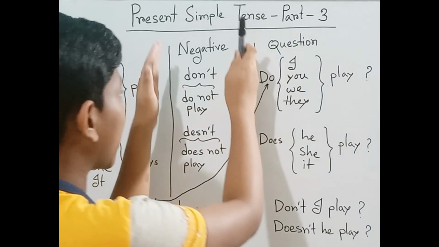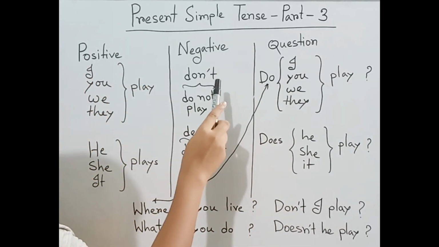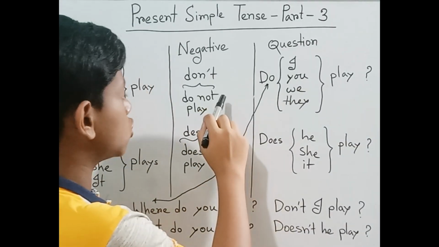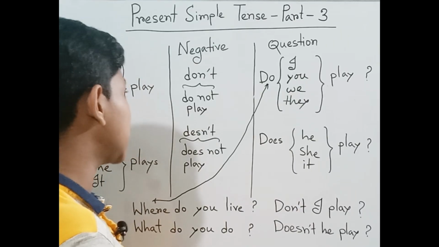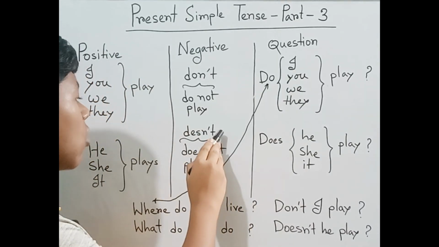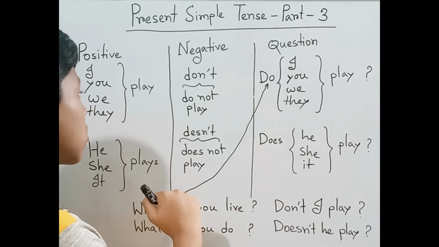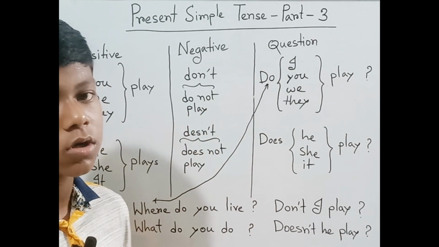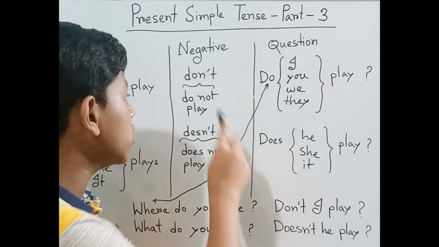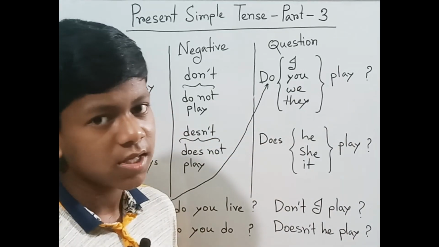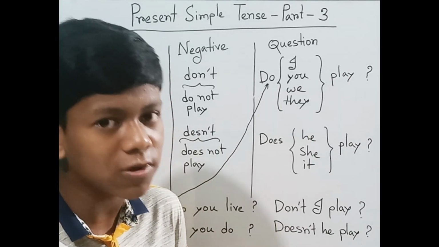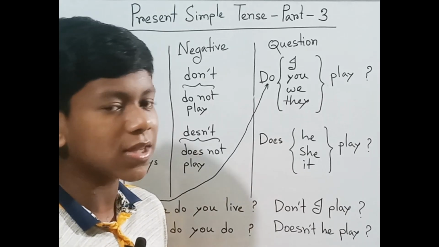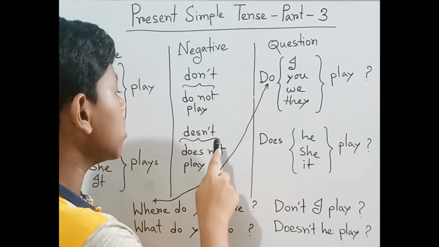Now we will look at the negative situation. Here we can see don't or do not, and also doesn't or does not. So what's the difference? Most of the time we don't say do not. But if we say do not, it's okay, no problem. But generally, when we communicate with someone in English, we always use don't or doesn't.